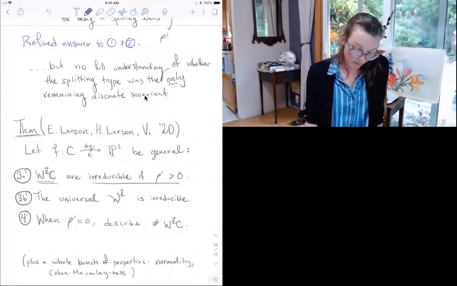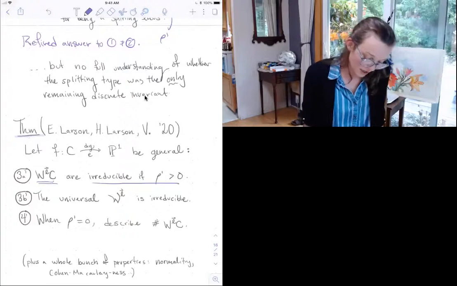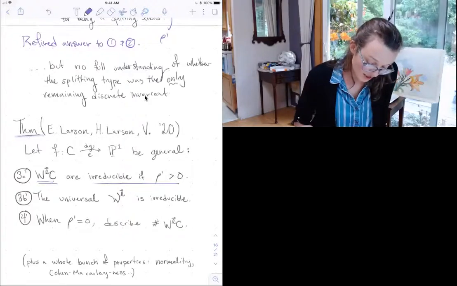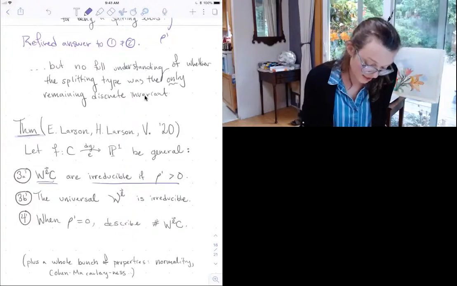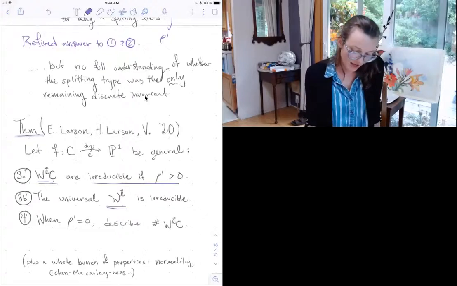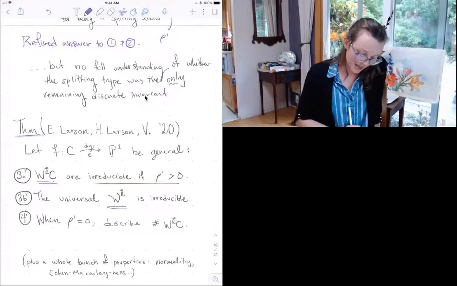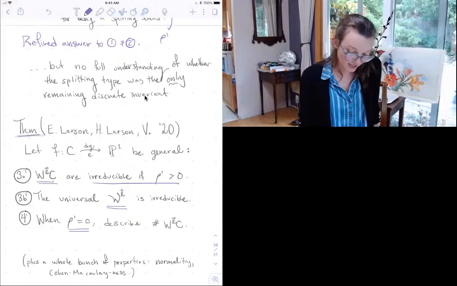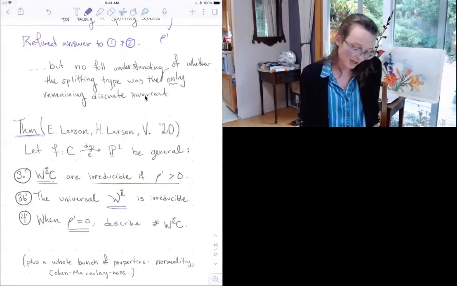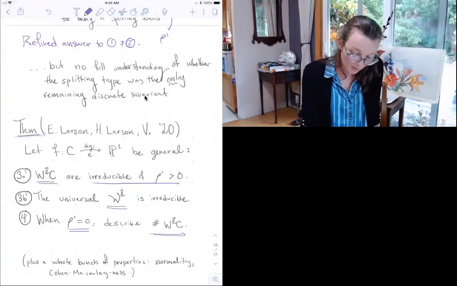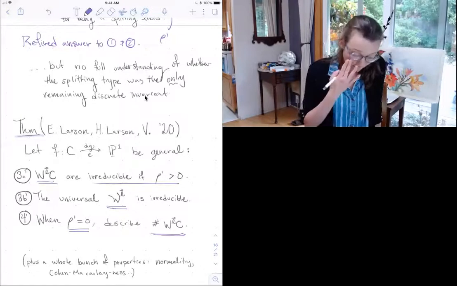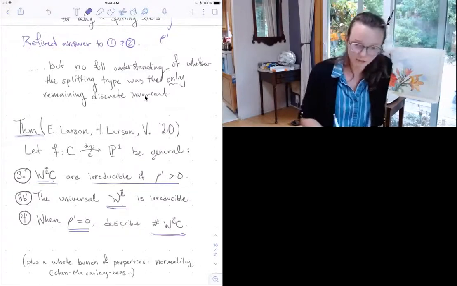And furthermore, we prove the monodromy statement. So even when this rho prime is 0, the universal W^vec L is irreducible. And in this case, that rho prime is equal to 0. So when this is just a zero-dimensional scheme, we can describe this number of geometric points. So we give some understanding of this enumeration problem.